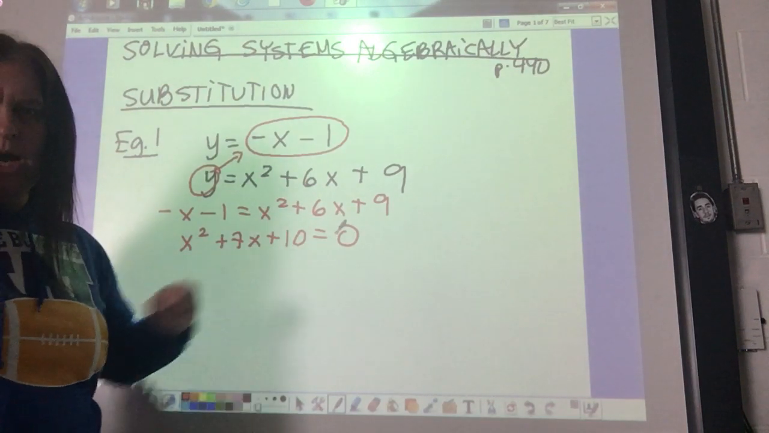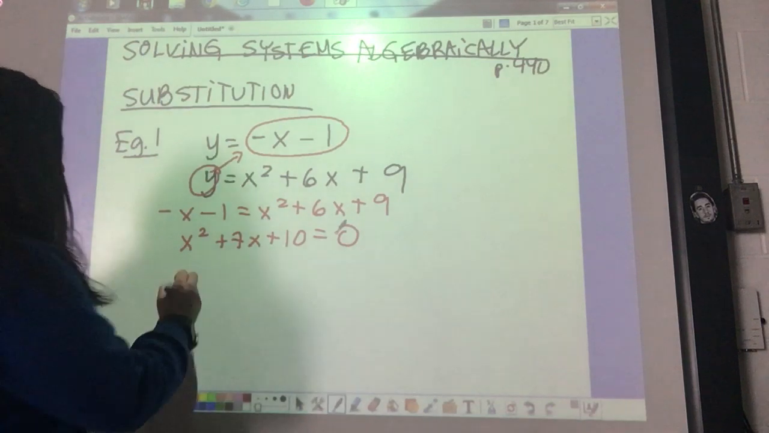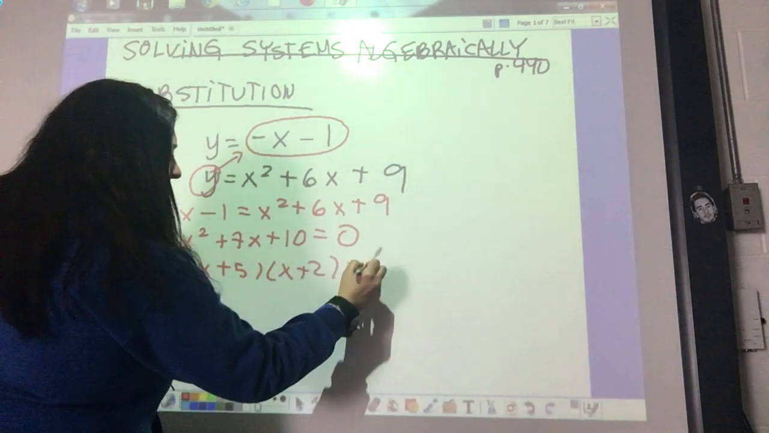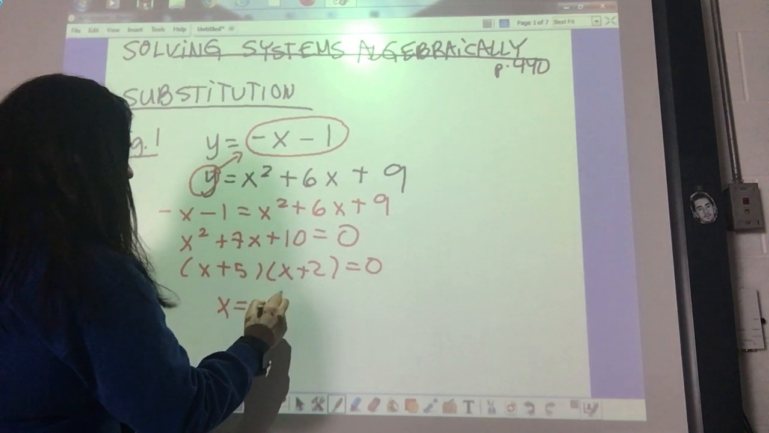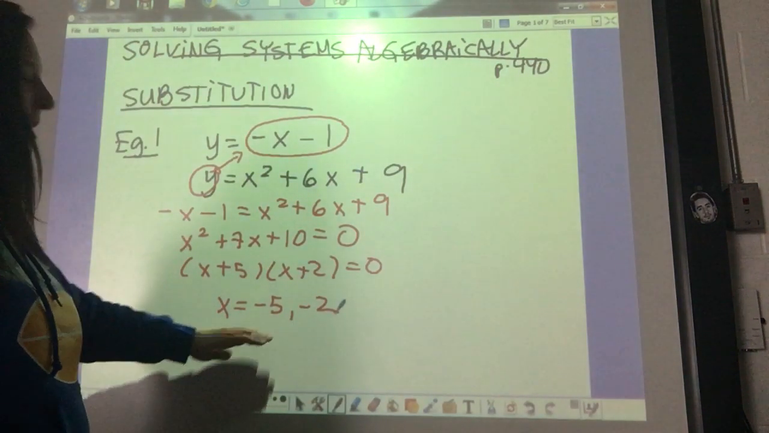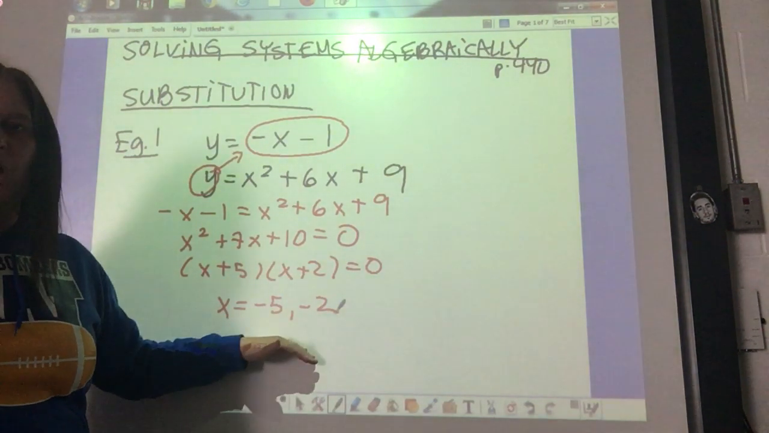Don't forget the equals 0 on your rational test. Some of you were still losing marks because you're dropping that. You have to have that. And then to factor, plus 5, plus 2, you still need the equals 0. So when you solve, we have two x values. It could be minus 5 or it could be minus 2. Now we're not done the question because remember, to solve, you need to have the x and y coordinates.